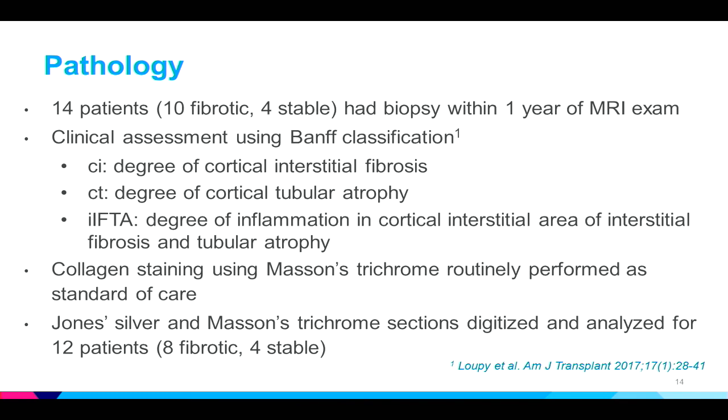14 patients in our cohort, of which 4 with stable function, had biopsy within 1 year of the MRI exam. And the biopsy samples were stained using Masson trichrome and Jones silver stainings, which are routinely performed at Mount Sinai as part of standard of care. And they were clinically assessed by an expert pathologist using the Banff classification. So we will focus on the degree of cortical interstitial fibrosis, the degree of cortical tubular atrophy, and a score for inflammation in areas of interstitial fibrosis and tubular atrophy.